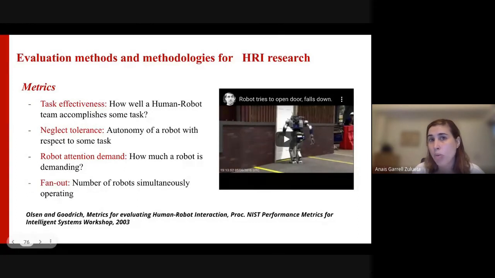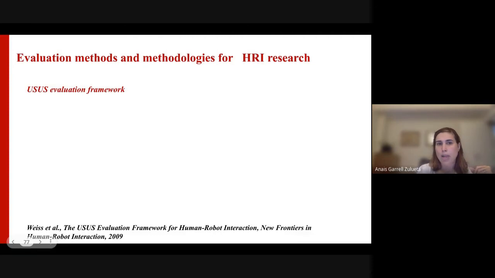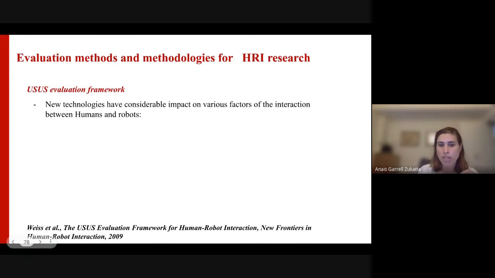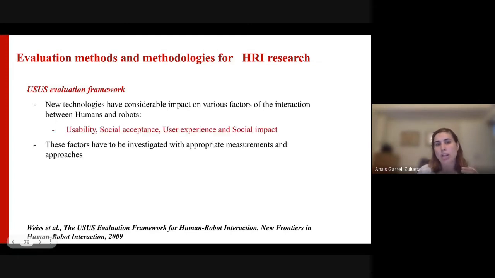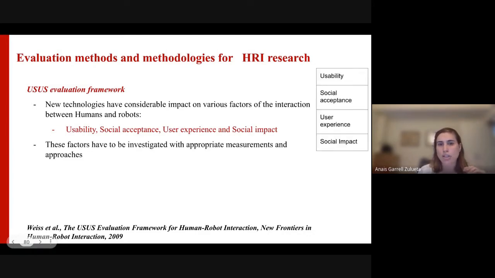I mean, if I have a robot that understands that it needs help, the task will resolve easily because it will ask for that help. And the fan-out, which is the number of robots working simultaneously at the same time. Then we have the USE evaluation metric framework. It was presented in 2009 and presents 4 different items where we can evaluate our system, which are usability, social acceptance, user experience, and social impact. Today, I will just focus on the usability and the social acceptance.